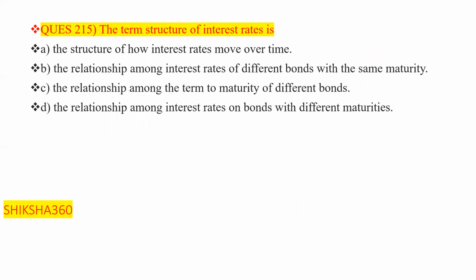The term structure of interest rate. Clear? This you will find in the book just after the ALTMAN Z score model. The term structure of interest rate basically tells how interest rates move over time, the relationship among interest rates of different bonds, the relationship among the term to maturity of different bonds, the relationship among interest rates on bonds with different maturities. Clear? So what is the correct answer of this question?